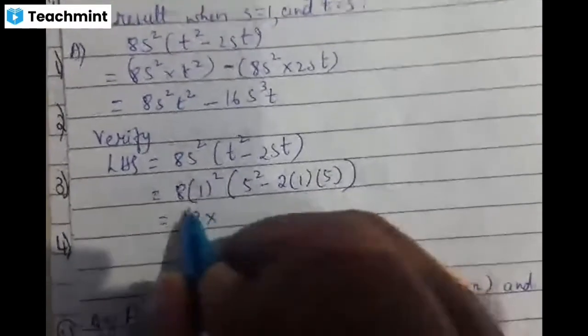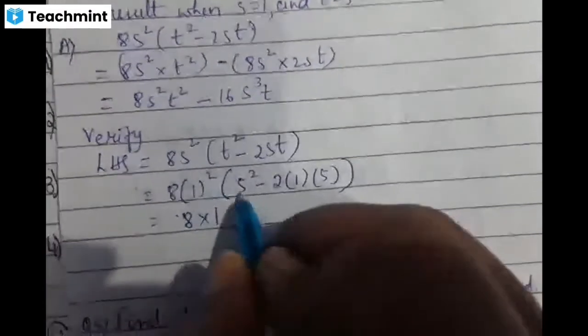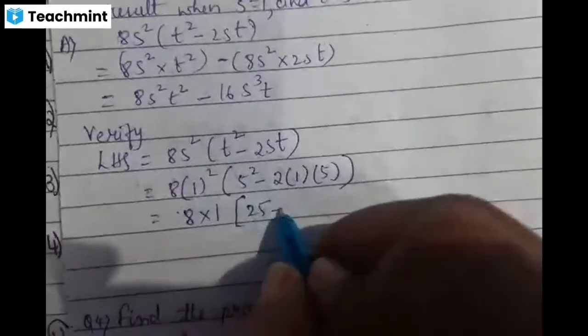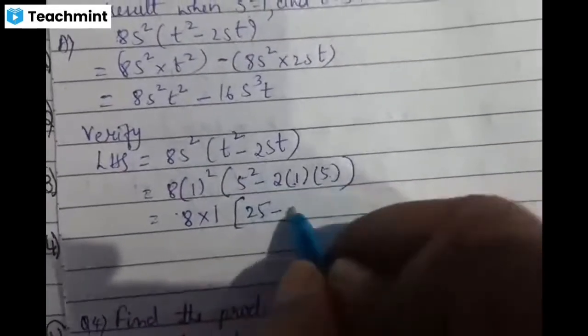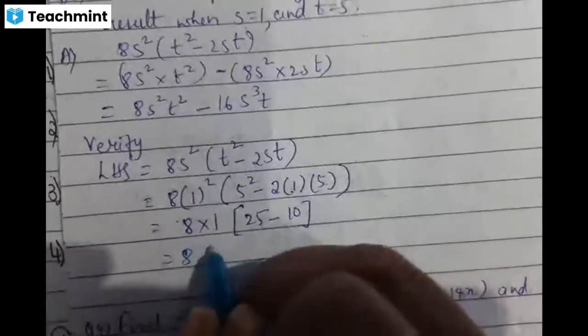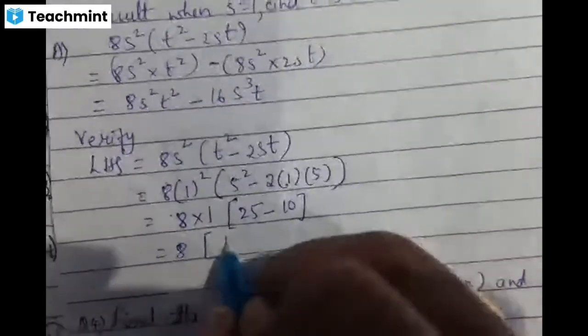8 into 1 square is 8. Or else you write 8 into 1. 1 square is 1, children. Next in the brackets, 5 square is 25 minus 2 ones are 2, 5s are 10. First all the brackets, 8 ones are 8. And then 25 minus 10 is 15, children. 15 into 8 is 120. This is only LHS. Now let us consider RHS, children.